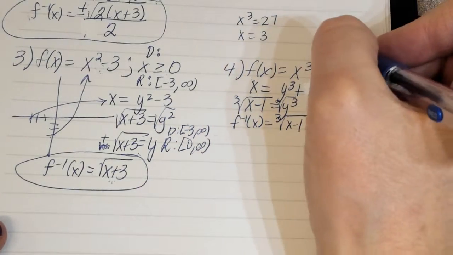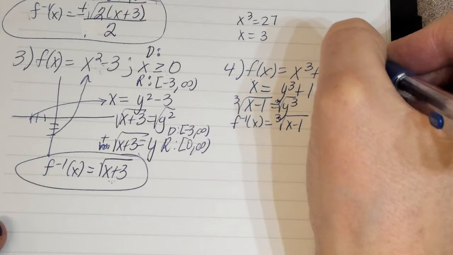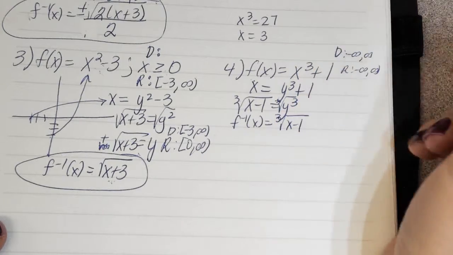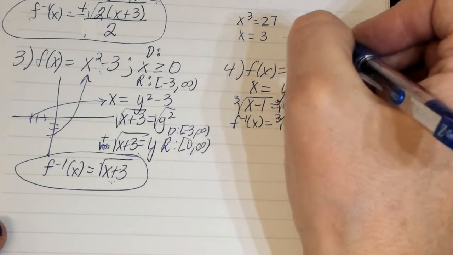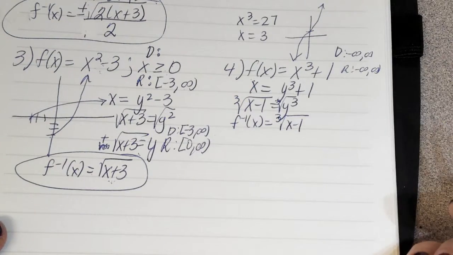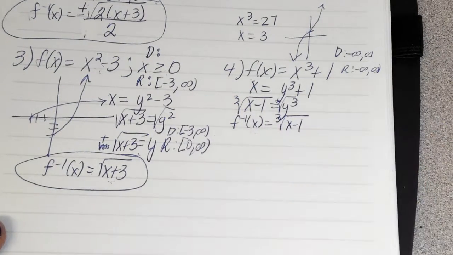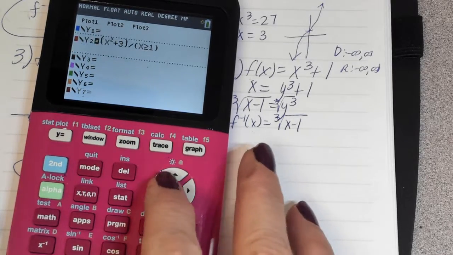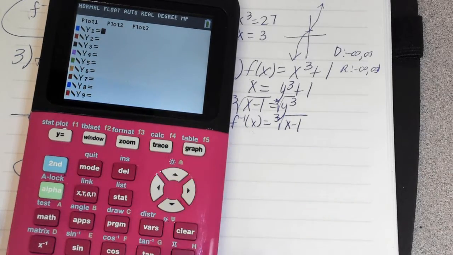I check this domain. This domain is negative infinity to infinity. This range is negative infinity to infinity. Because here's what a cubic function looks like, right? And so this is my inverse function. And watch, you can even look at these and you can see that they're inverses. This is what I do sometimes.